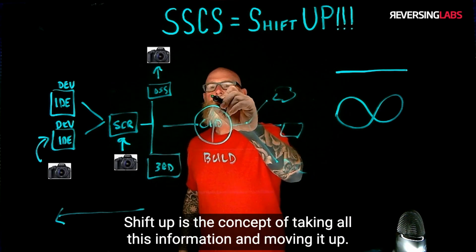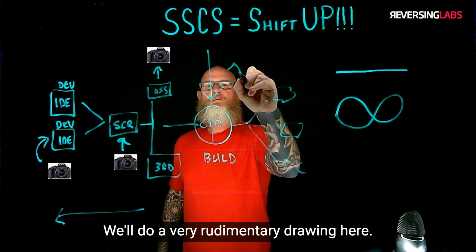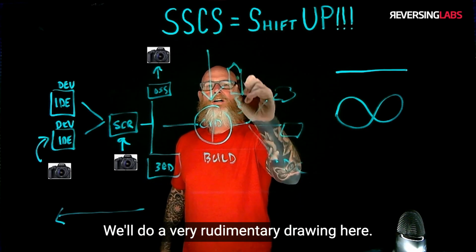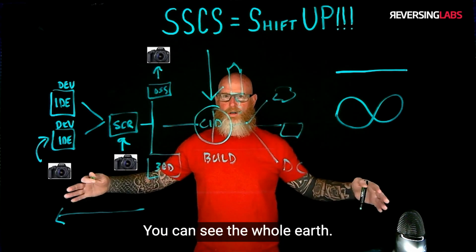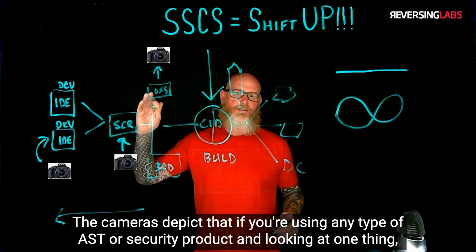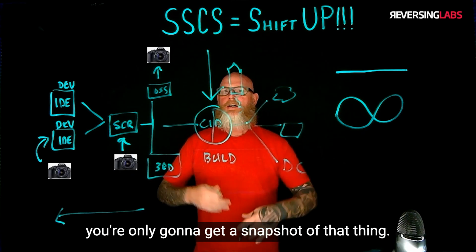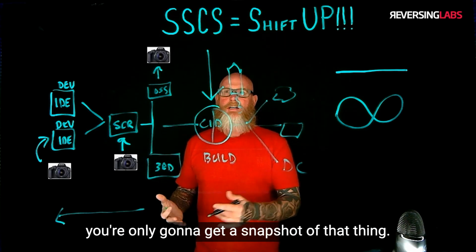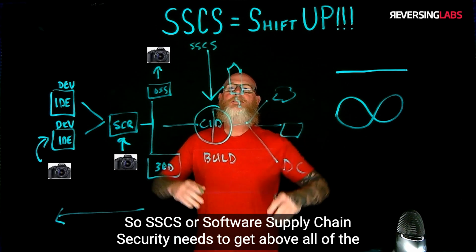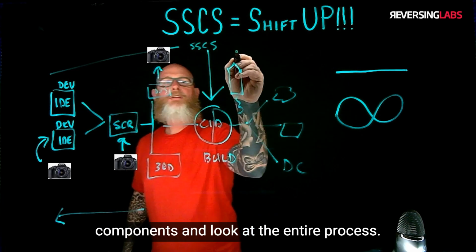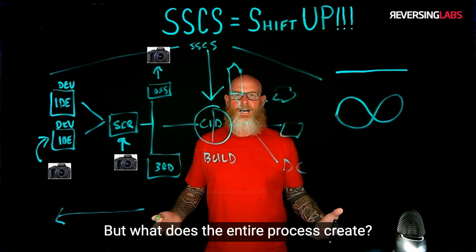Shift up is the concept of taking all this information and moving it up. We'll do a very rudimentary drawing here. A rocket ship going up. Rocket ship's going up, it's going into space, it can see the whole Earth. The cameras depict that if you're using any type of AST or security product and looking at one thing, you're only going to get a snapshot of that thing. So SSCS, or Software Supply Chain Security, needs to get above all of the components and look at the entire process. But what does the entire process create?